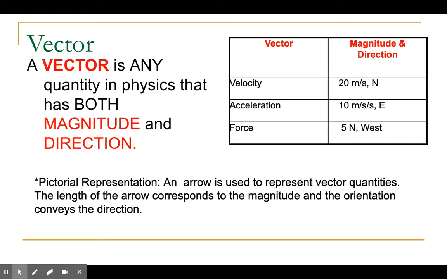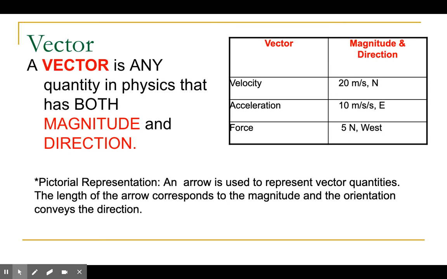An example of velocity would be 20 meters per second north. 20 again would be the magnitude, meters per second would be the units, and north would be the direction. Acceleration and force are also examples of vectors. An example of acceleration would be 10 meters per second east. An example of force would be 5 newtons west.